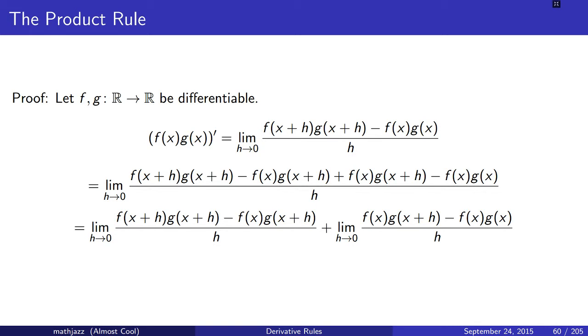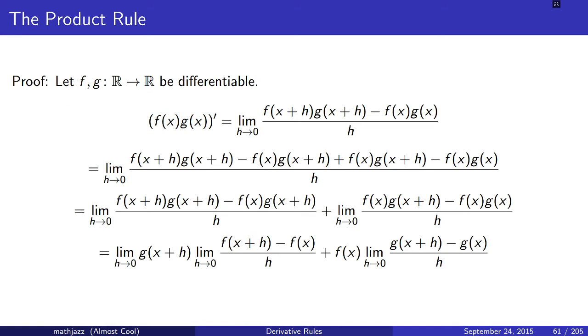We know that g is continuous because g is differentiable, so that means that the limit as h goes to 0 of g of x plus h equals g of x. On the right-hand side, we're going to factor out the f of x, which is a constant relative to h, so it can pull straight out of the limit. This is what we get after we do those steps.